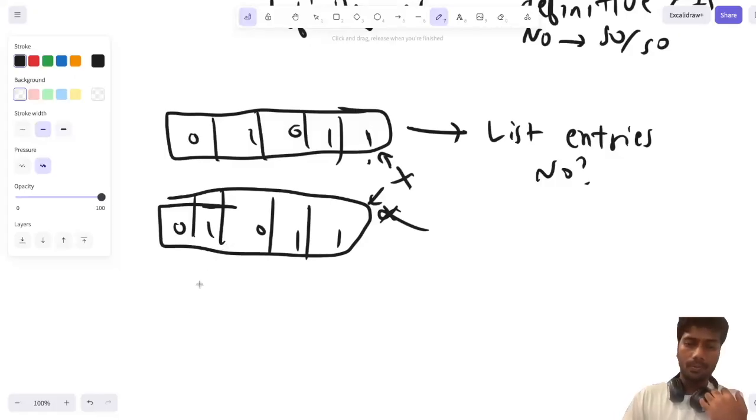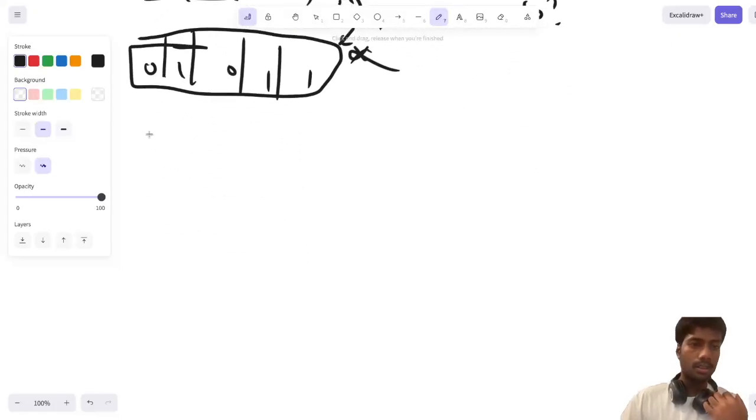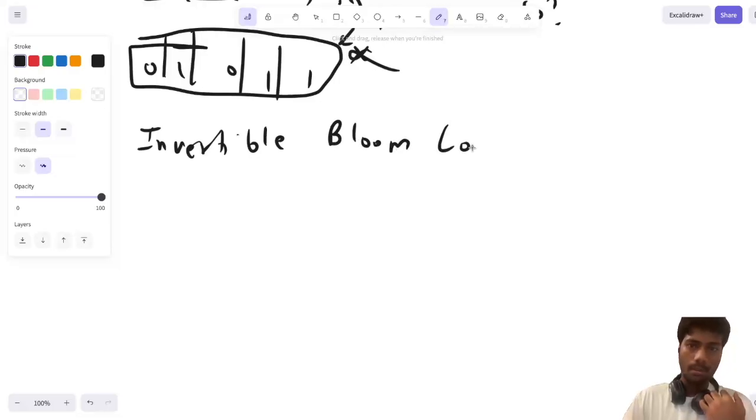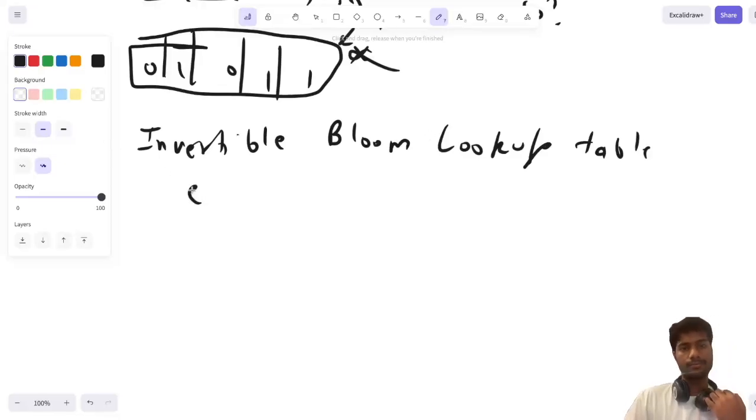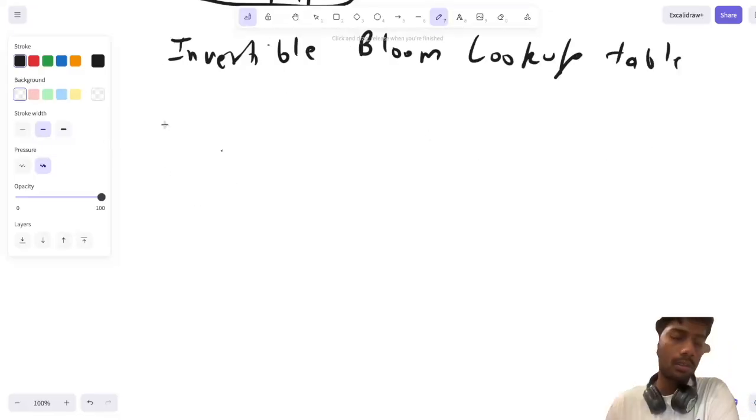So that's where our invertible Bloom lookup table enters. So now first I will introduce you to the data structure of IBLT, then we'll list out its operations, and then I will give you an example and show how those operations work.